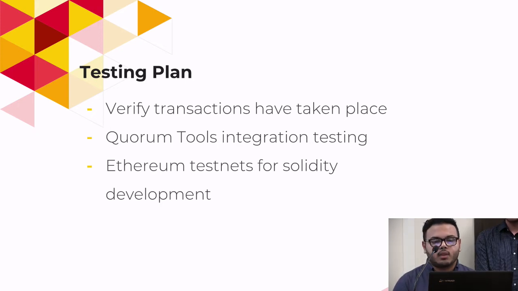So for our testing plan for the future, the main purpose of this project is that we want to ensure that the transaction takes place successfully and everybody gets their coins in the end. For integration testing, we found a library that's provided by Quorum. It's called Quorum Tools, and it's good for integration testing on the Quorum network. That includes our bridge and our 2 Quorum instances.